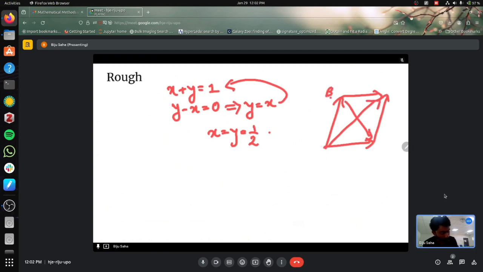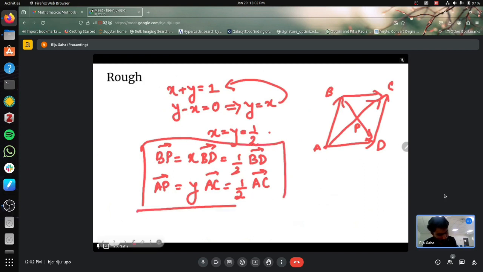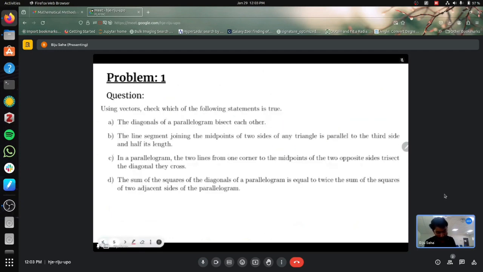So a b c d. Initially I assumed BP is equal to some fraction of BD vector, so that x came out to be half of BD, and the next thing, AP vector came out to be y of AC vector, which is half of AC. So this is the result that we obtained from this particular statement, and we actually proved that the first statement came out to be true.